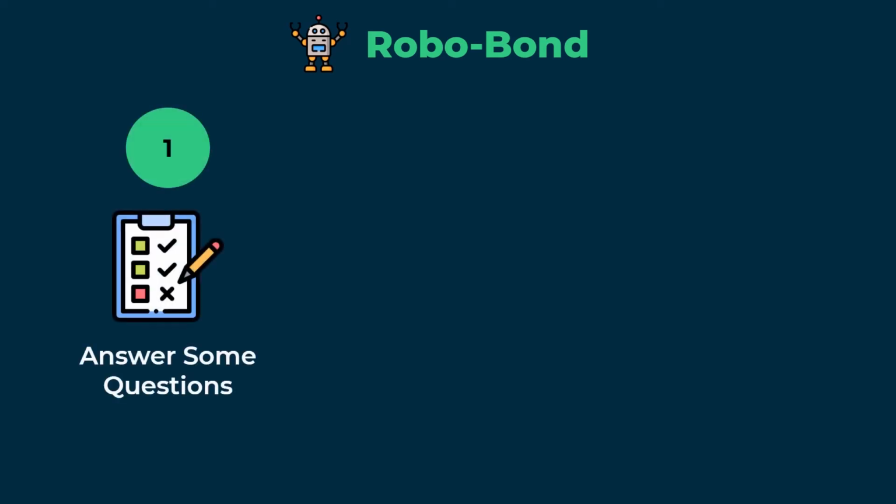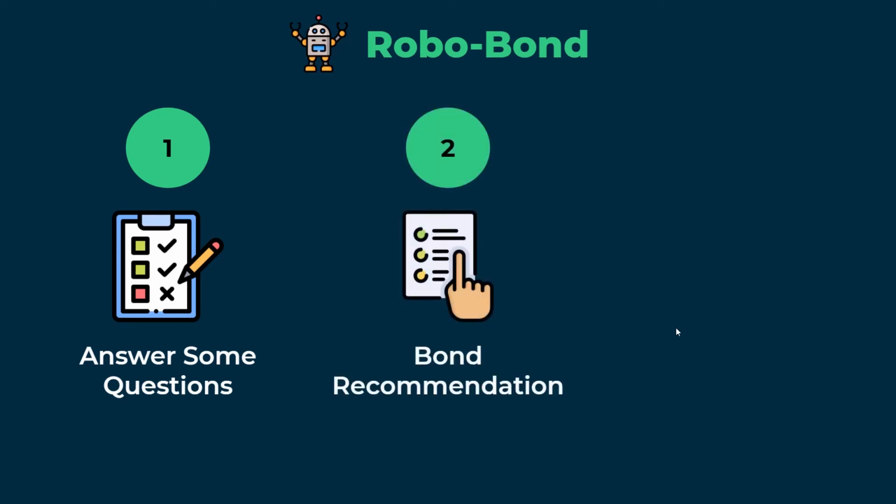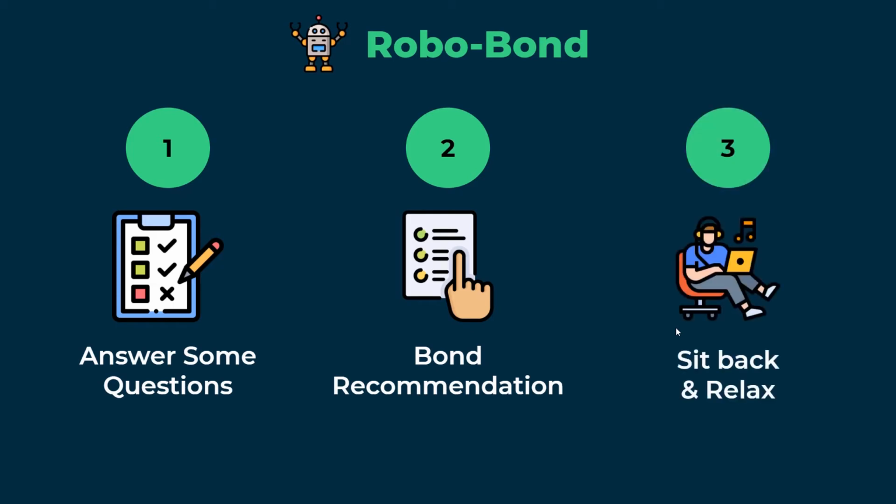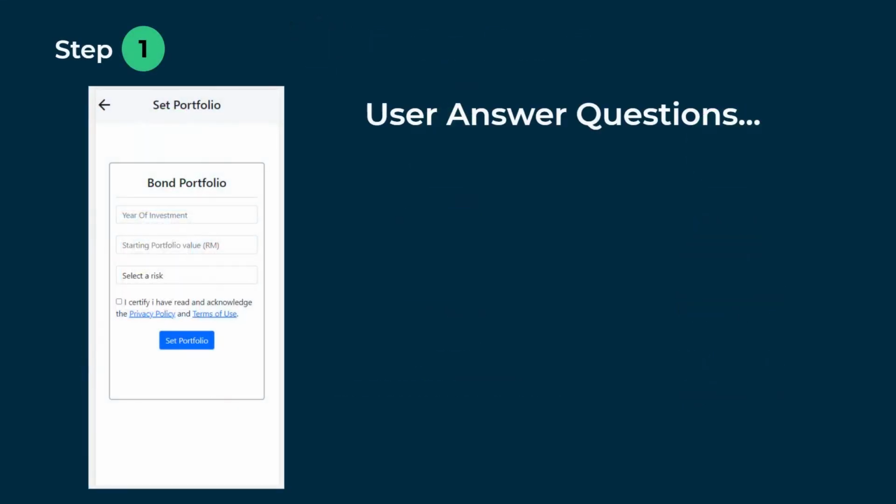First, the user needs to answer some questions so Robo-Bond can get to know the customer better. Then Robo-Bond will use the information and start to find out the best bond to buy. After that, the user just needs to sit back and relax because our algorithm will start to perform. Let me show you what the app looks like. The first step I mentioned just now, this is the screen the user will see.